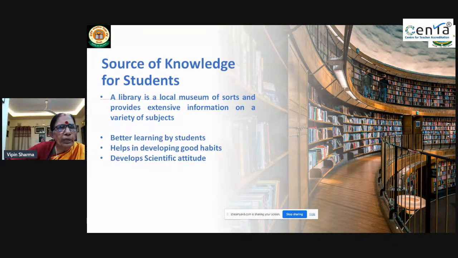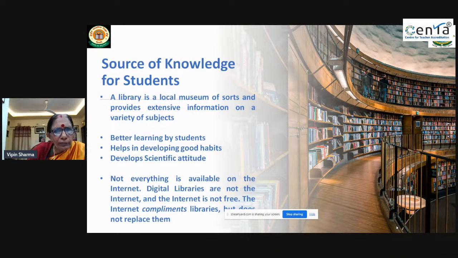Better learning by students helps in developing good habits. Library helps in developing the taste for reading and acquiring knowledge among the readers. It's a source of knowledge for all. Not everything is available on the internet. Digital libraries are not the internet, and the internet is not free. So, what is important? We need to give various sources of knowledge to the students. So, this is a very, very important aspect.